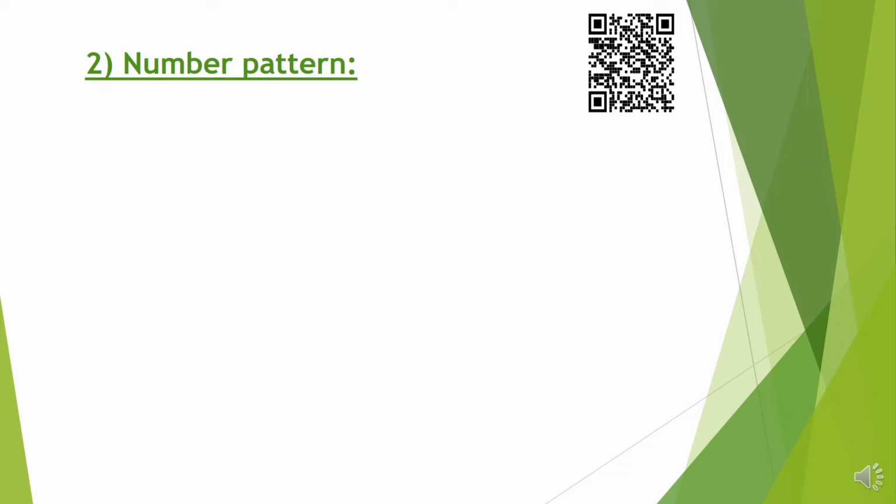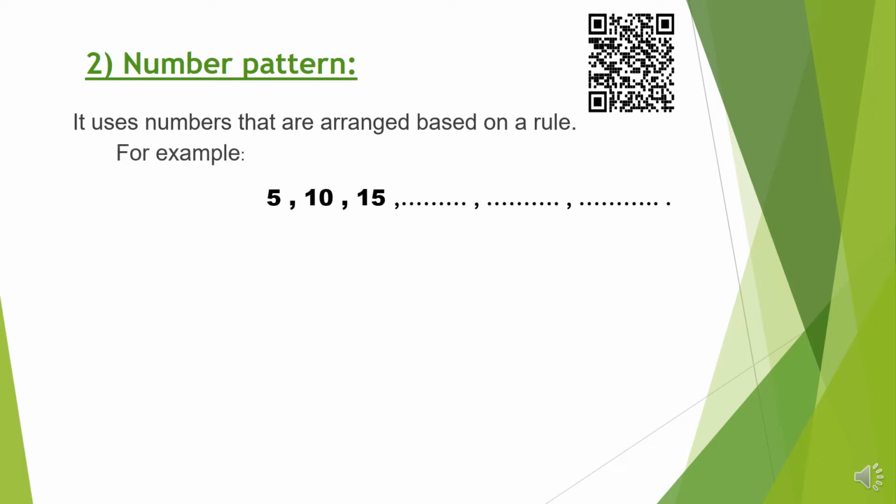Number 2, we have number pattern. From its name, it uses numbers that are arranged based on a rule. For example, we have here 5, 10, 15. What should be the next?